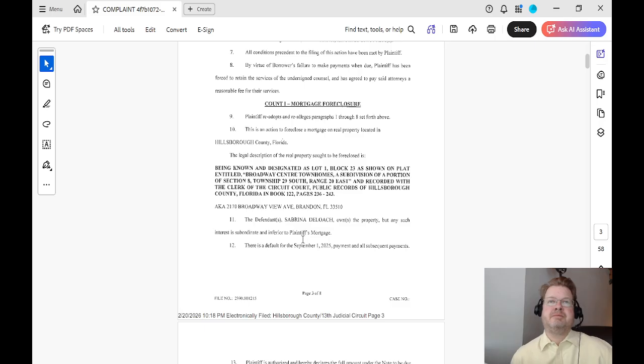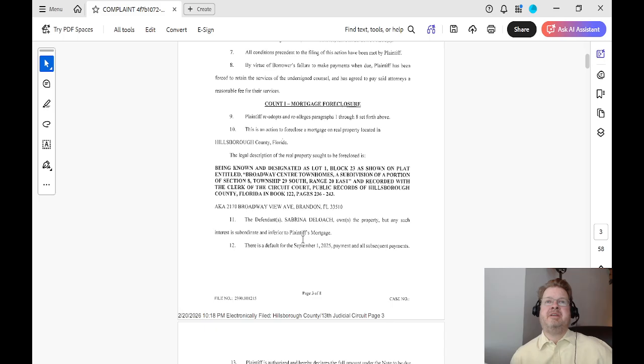They need to show, first, they have the right to enforce the mortgage, standing. Second, the borrower defaulted, missed payments. Third, the plaintiff met any pre-foreclosure requirements, like notice of default. And fourth, the amount owed. Once they prove all that, the court can enter a judgment allowing the sale of the property.